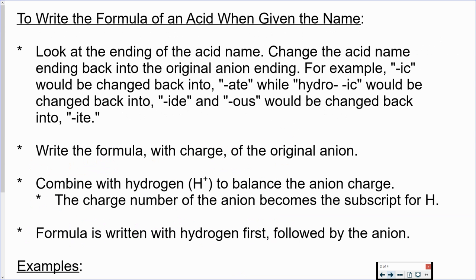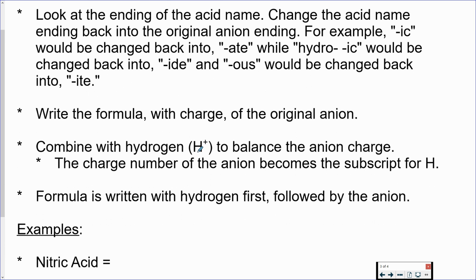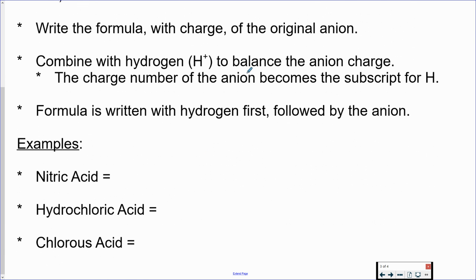So let's go ahead and name some acids. The first thing is, remember that you just need the charged number of hydrogens. The crisscross method still works here. Hydrogen is always going to be written first, followed by the anion. So nitric with no prefix goes back to ate. So I'm going to write nitrate. That's NO3 with a -1 charge. Hydrogen has a +1 charge, crisscross them, and your final answer is HNO3.